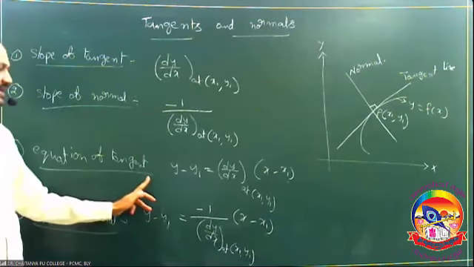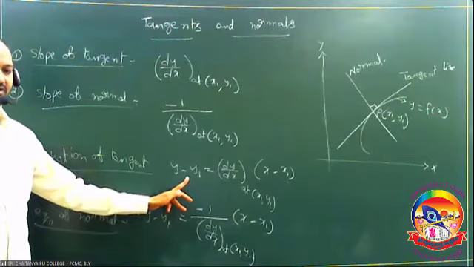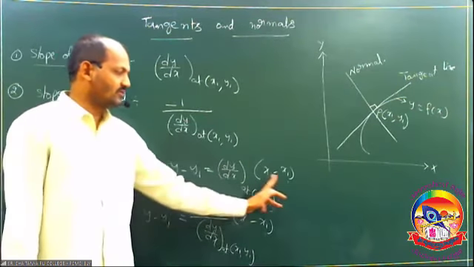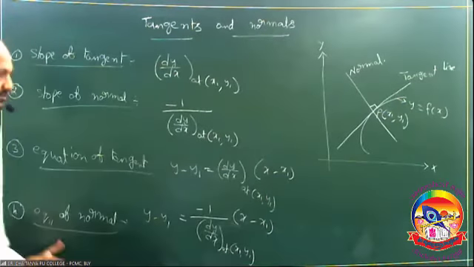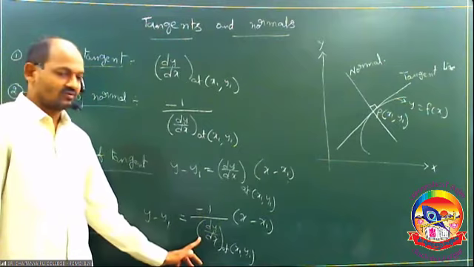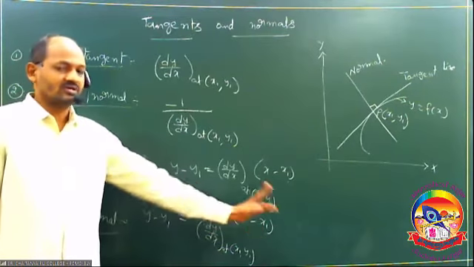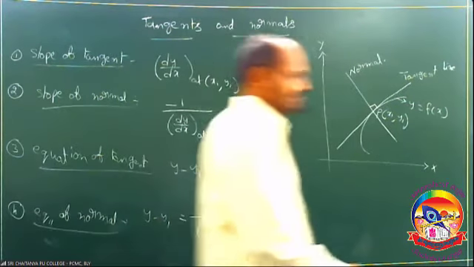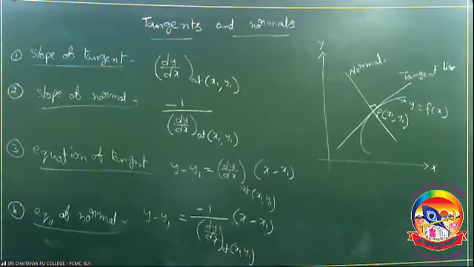The equation of tangent is y minus y1 equal to m, where dy by dx is m, into x minus x1. The equation of normal is y minus y1 equal to minus 1 divided by m into x minus x1. First copy this one, then we'll go to discuss problems on tangents and normals. Right, next problems.